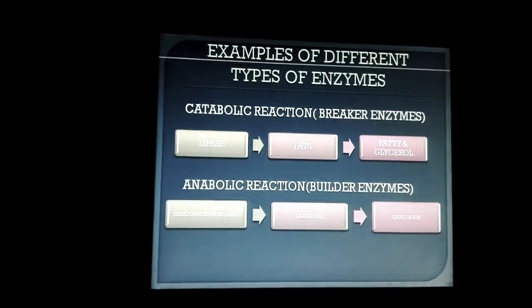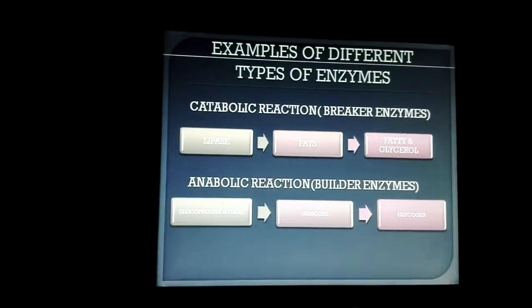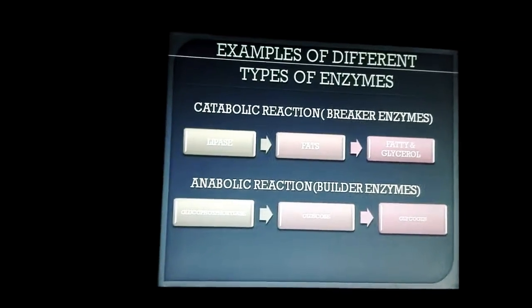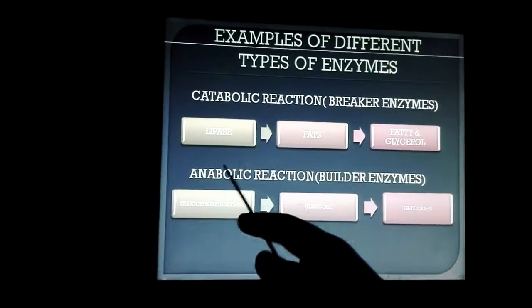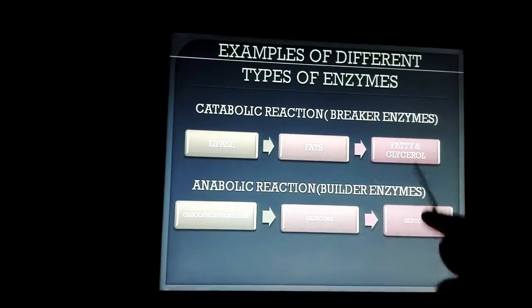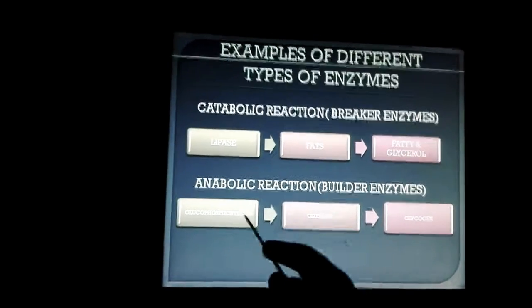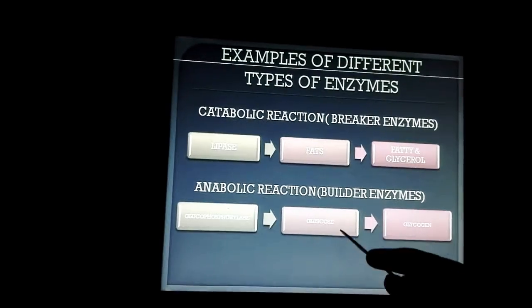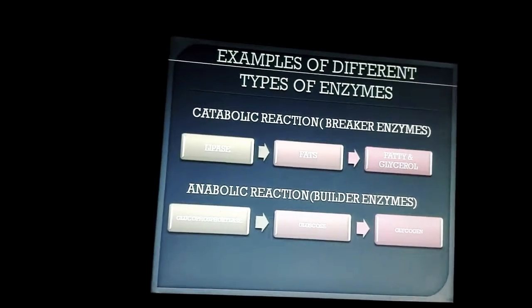So some examples of different types of enzymes are: for catabolic reaction, which is breaker enzymes, it is lipase, which turns fats into fatty acids and glycerol. For anabolic reaction, which means builder enzymes, it is glucophosphorylase, which turns glucose into glycogen.